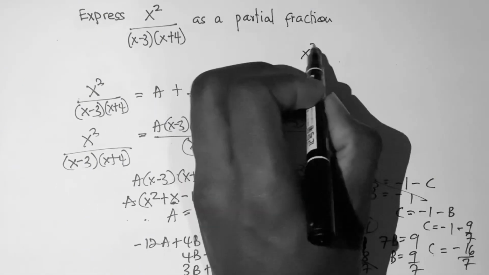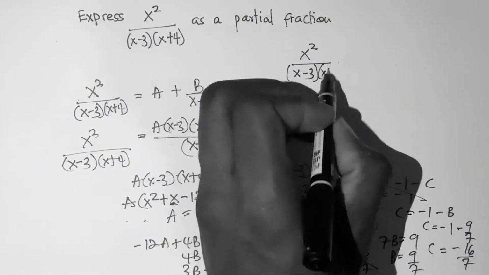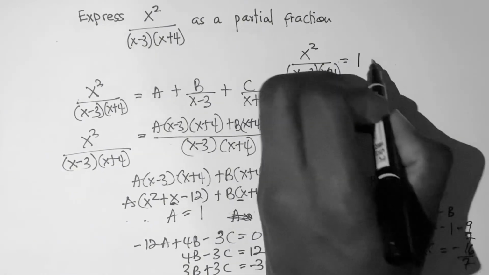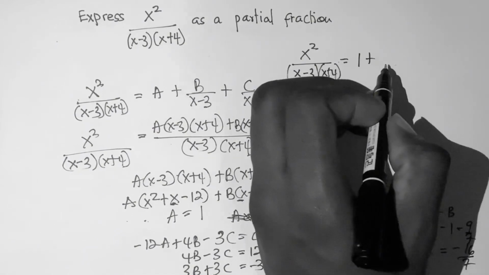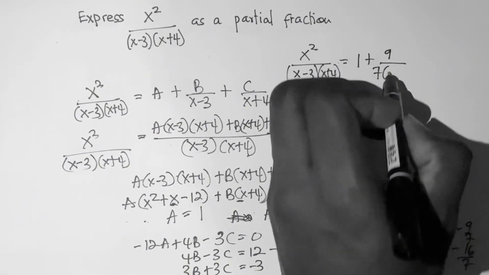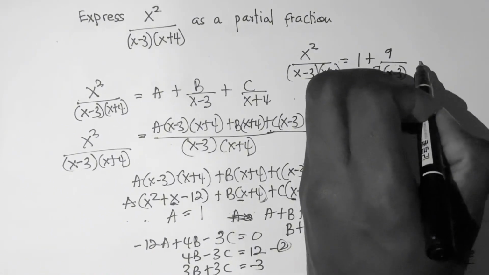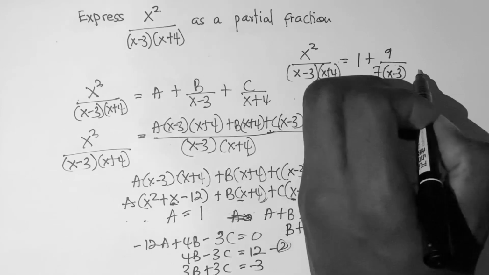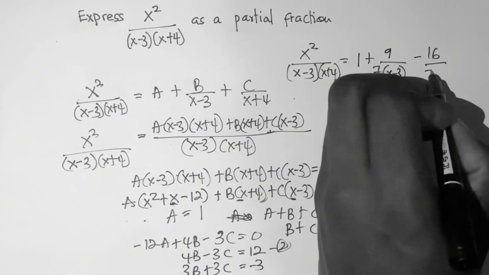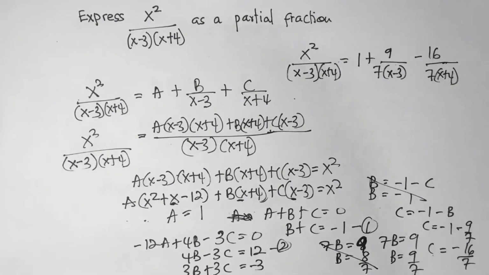And therefore, x squared divided by x minus 3 times x plus 4 is equal to a, which is 1, then plus b divided by, b is 9 over 7, so 9 divided by 7 times x minus 3. Then minus c, so minus 16 divided by 7 times x plus 4. So this is our answer.